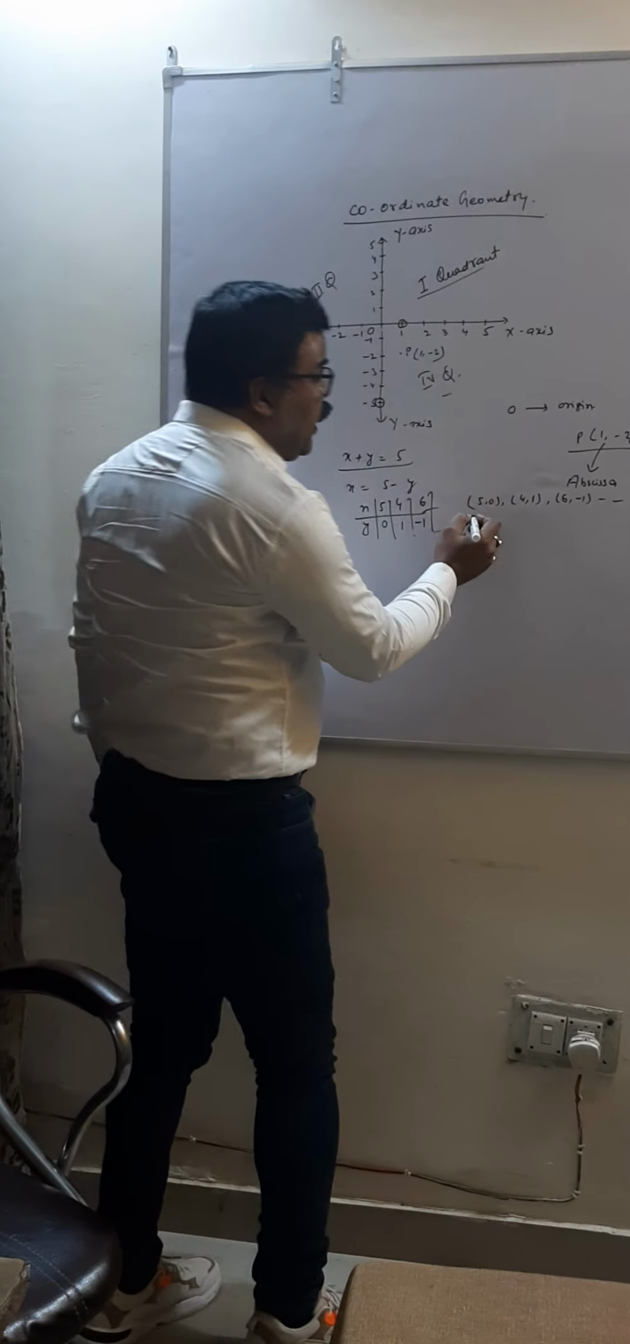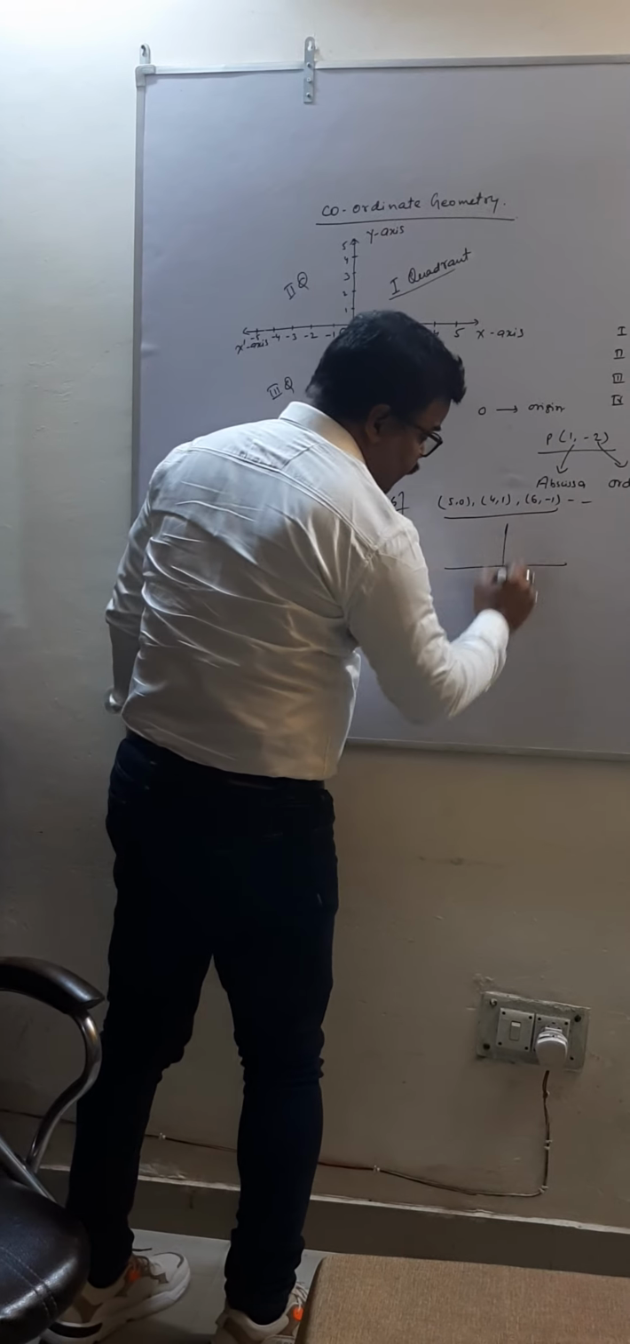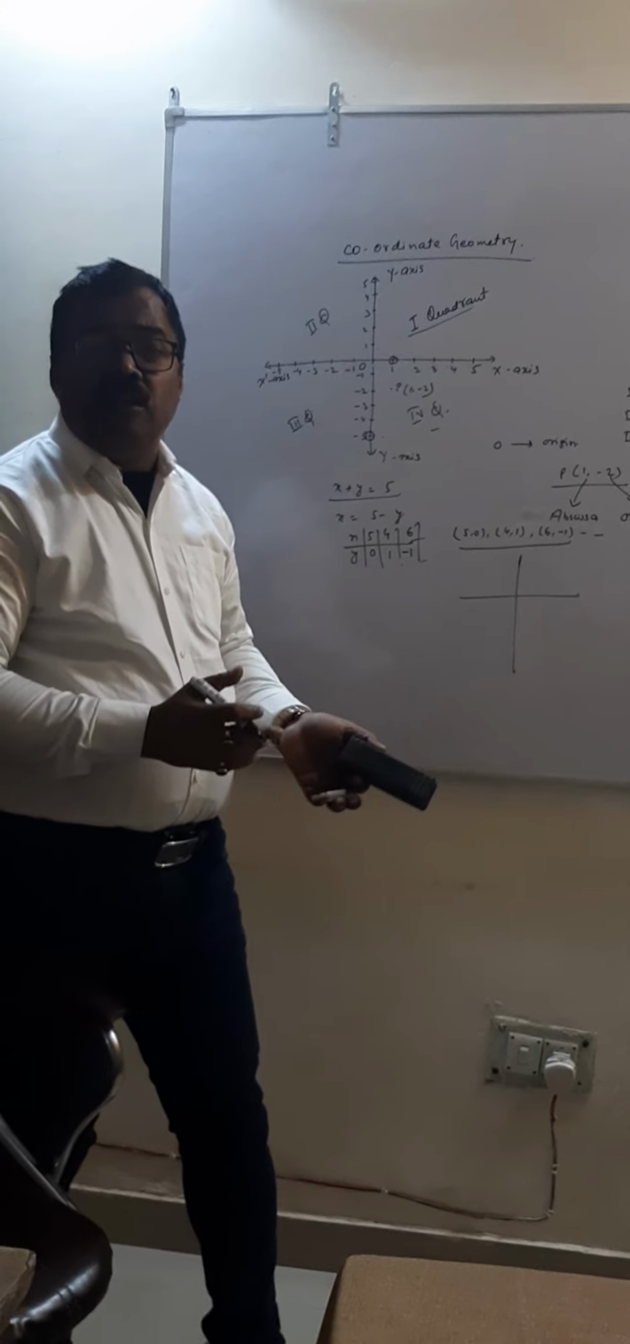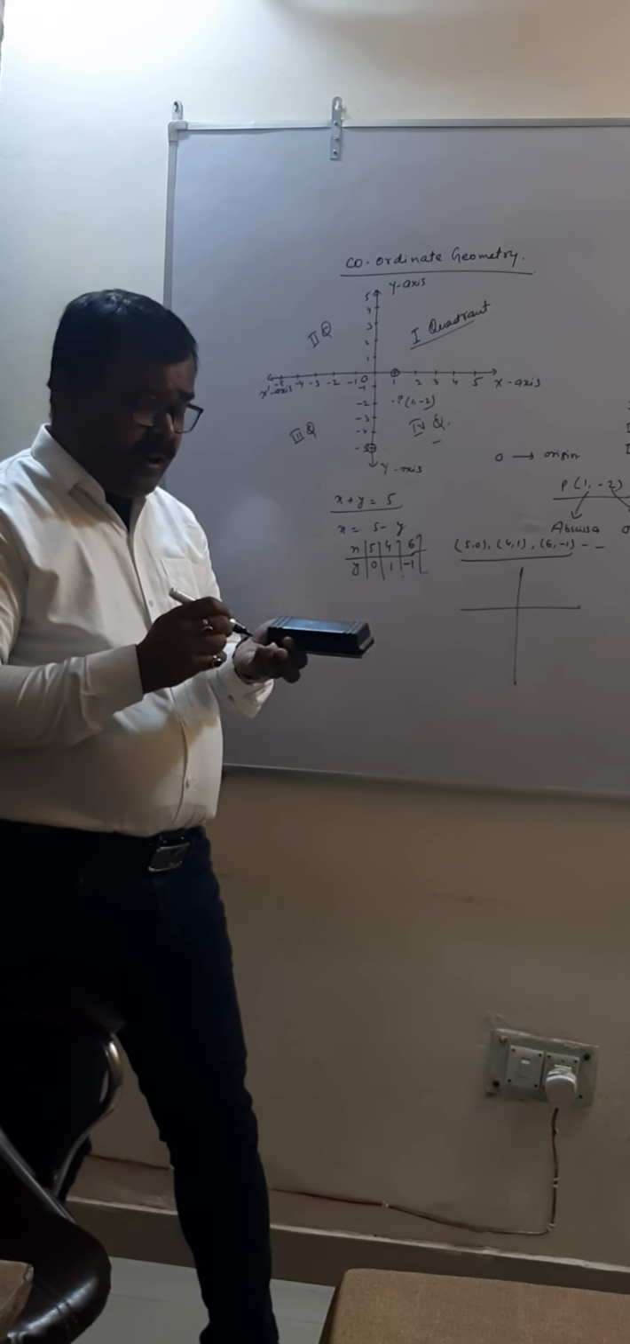Okay, and now these points should be located on the graph. This is the basic part of coordinate geometry. We will see that in detail in the next class.